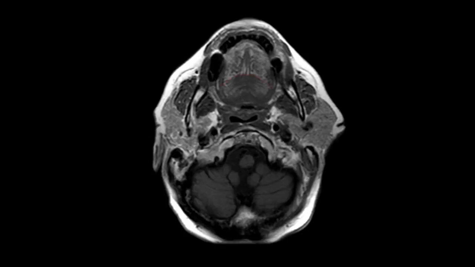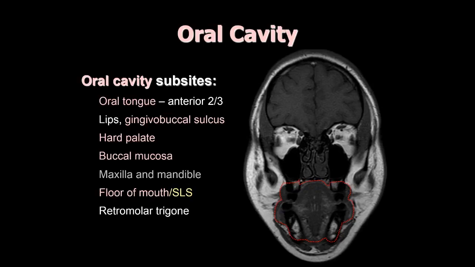A key landmark is seen here in the red. We see this curvilinear delineation in the tongue. This corresponds to the circumvallate papilla, which separates the oral tongue from the base of tongue. The oral tongue is a part of the oral cavity, and the base of tongue is part of the oropharynx. As you can see here, there are many subsites and components to the oral cavity, including the oral tongue, the buccal mucosa, the bony jaws, and the sublingual space.